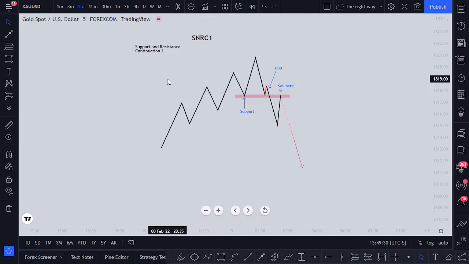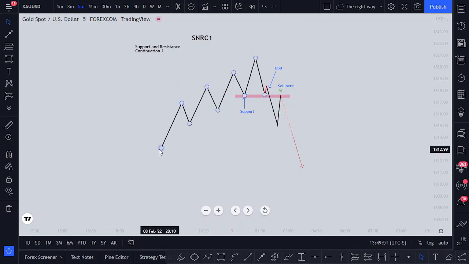Now, SNRC1 just stands for support and resistance continuation 1. It is just a continuation pattern. Now, what does it mean? Because it is an SND pattern, a supply and demand pattern, you have to know whatever it entails.